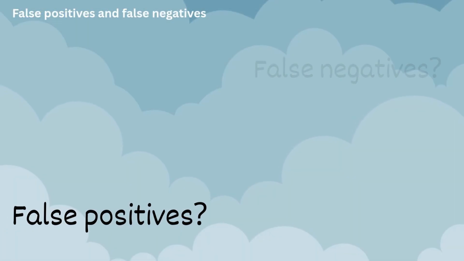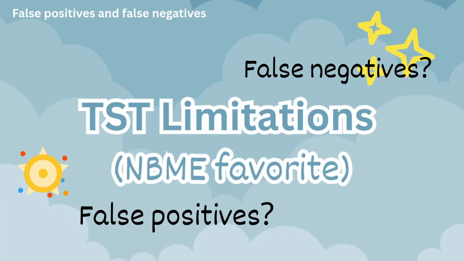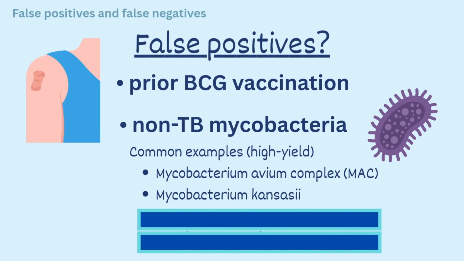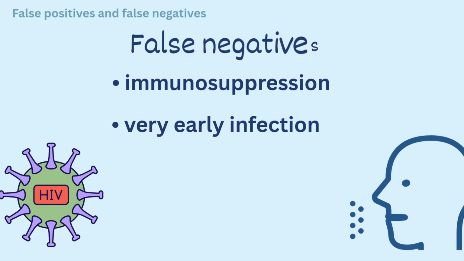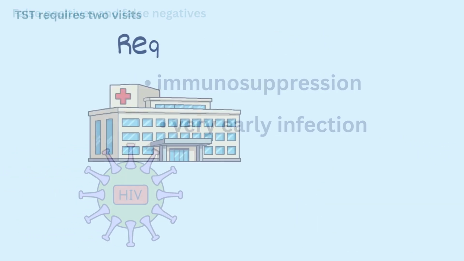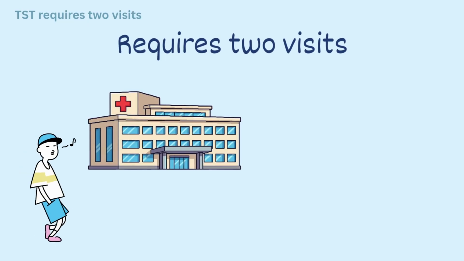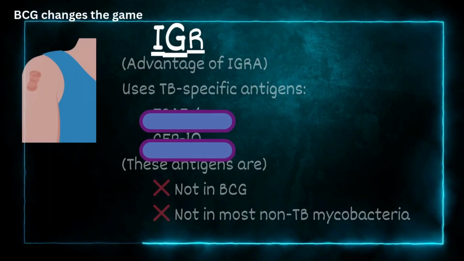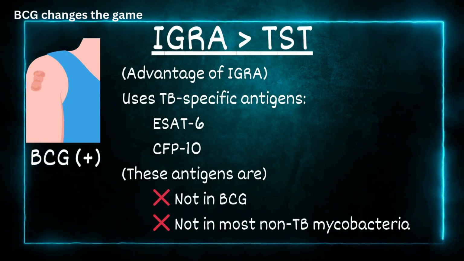Now let's talk about the limitations. This is an NBME favorite. False positive results can occur in patients with prior BCG vaccination or exposure to non-tuberculous mycobacteria. False negative results may be seen in immunosuppressed patients or very early after TB infection. The test also requires 2 visits, one for injection and one for interpretation. Because of these limitations, in the United States, IgRA is preferred in patients who have received BCG vaccination.